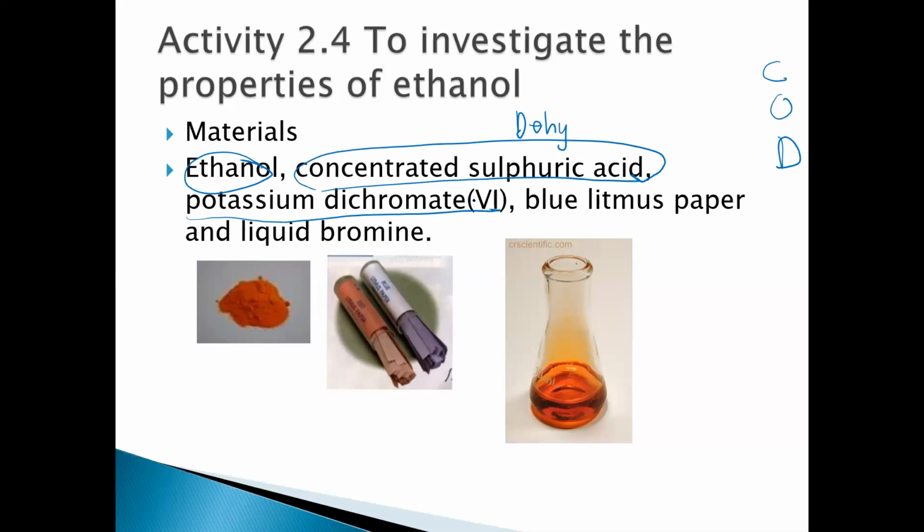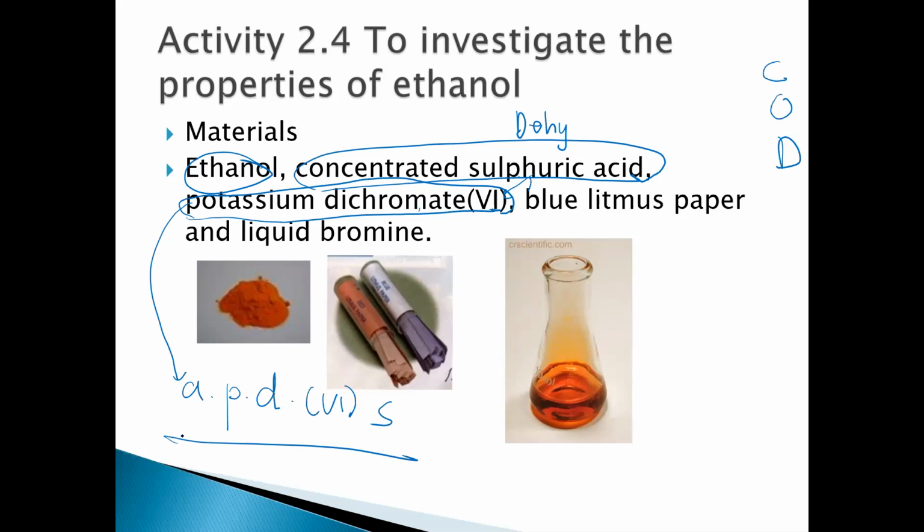Actually, okay, never mind. Go ahead. It's used for which one? Oxidation. Oxidation. Okay, actually, teacher is completely wrong. Okay, I'm using potassium dichromate and sulfuric acid. So when I mix sulfuric acid and potassium dichromate VI, what do I get? Acidified potassium dichromate VI solution.